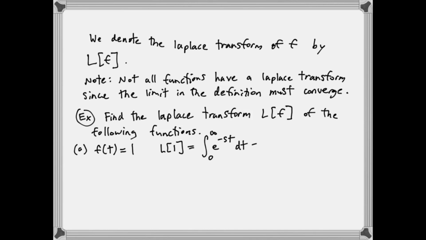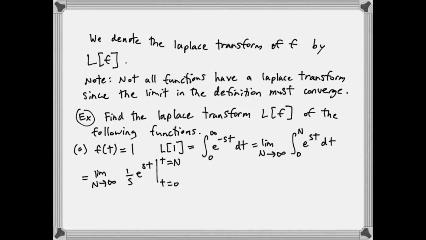And we know that that's equal to the limit, let's use a capital N for this, we just need a new dummy variable. It's the limit as capital N goes to infinity of the integral from 0 to capital N of e to the negative st dt. So what's this equal to? What would the integral of e to the negative st with respect to t be? This is going to be negative 1 over s times e to the negative st, going from t equals 0 to t equals capital N.